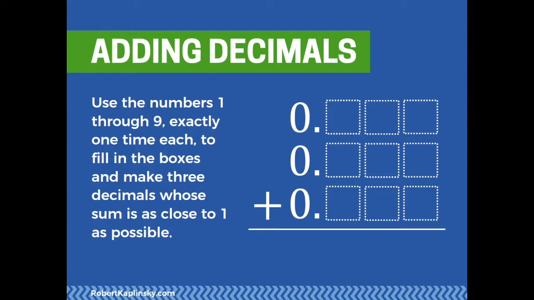Feel free to use a calculator with this one, and you can put, say, 0.987 plus 0.654 plus 0.321 and add it together. You want that sum to be as close to 1 as possible. In general, it takes at least 3 or 4 attempts to figure it out. I'm going to give you 4 minutes and then we'll check back in together.